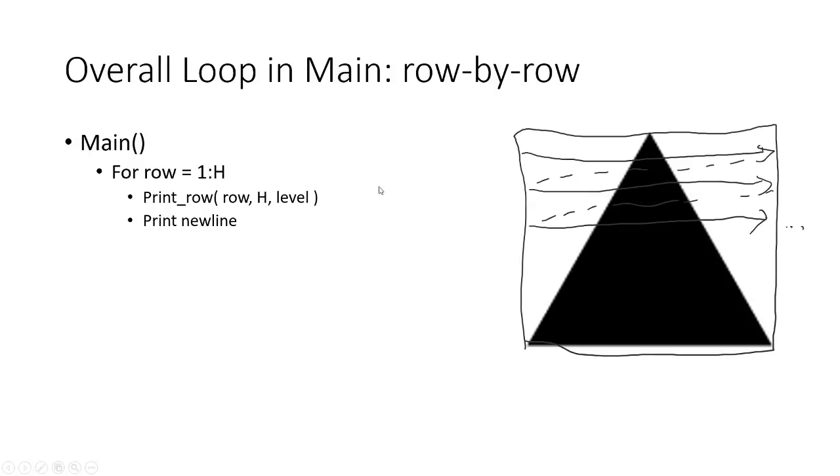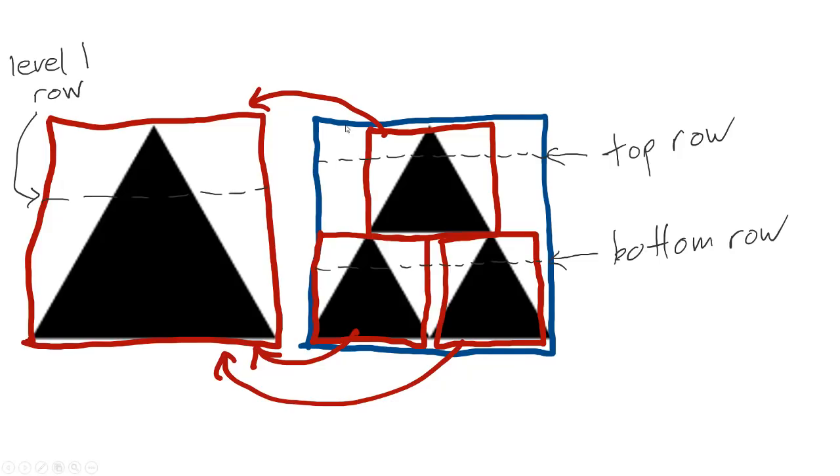Okay, so all the work happens in print row. That's the recursive function that we need to think about. What is its structure? Its job is to print rows. There are 3 different types of row that it might need to print. A level 1 row means we're just printing a triangle, just as though we were doing question 1A.